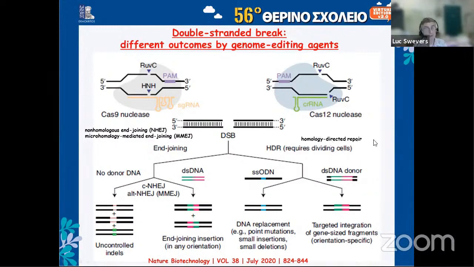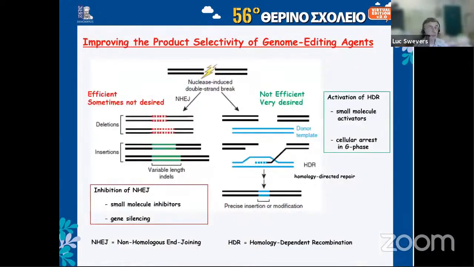This is a more difficult repair pathway to realize, and it also requires dividing cells. Also, the efficiency is much lower. One can improve the efficiency of the homology-directed repair pathway, at the expense of the non-homologous end joining pathway, by manipulation of the system.